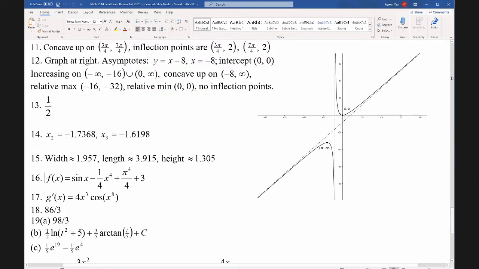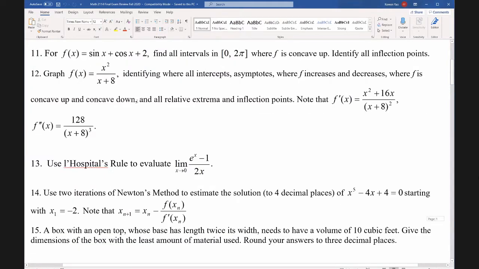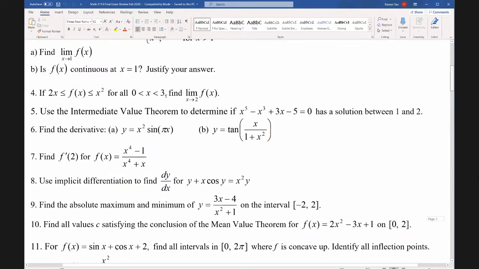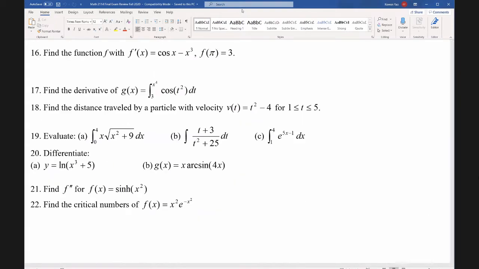Now let's solve another one. Okay. Solve for this. Find the derivative of g(x). Okay, so let's do it. This is also from the last test, right? So let me write down. g(x) is the integral from 3 to x fourth power of cosine t squared dt.